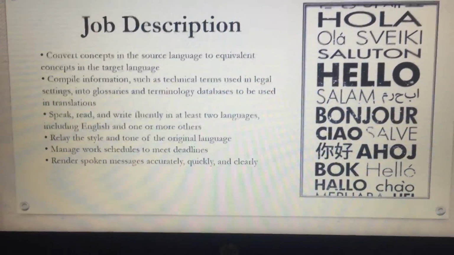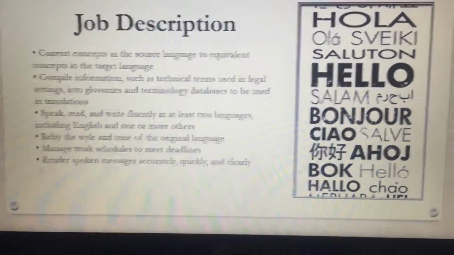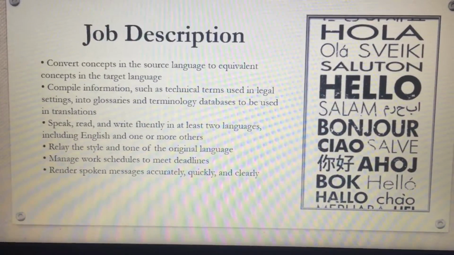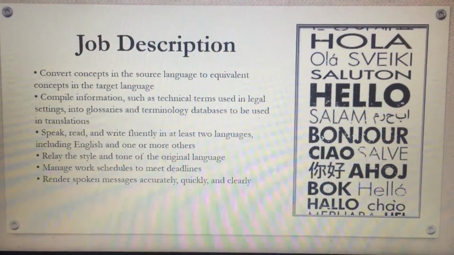Compile information, such as technical terms used in legal settings, into glossaries and terminology databases to be used in translation. Speak, read, and write fluently in at least 2 languages, including English and one or more others.